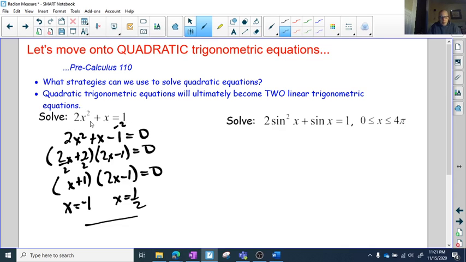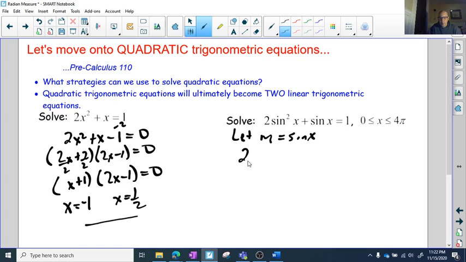Basically, all that's happened is the letter x has been replaced by sine of x. What many students like to do is a substitution. They introduce a new variable. Now don't use x because it's already taken. So m is a common choice. Let's let m equal sine of x.